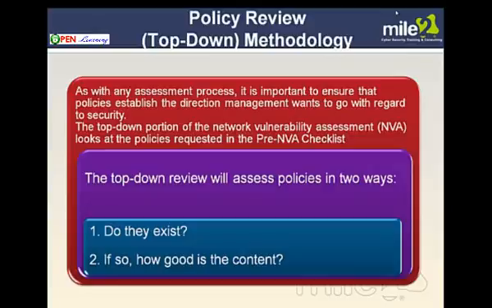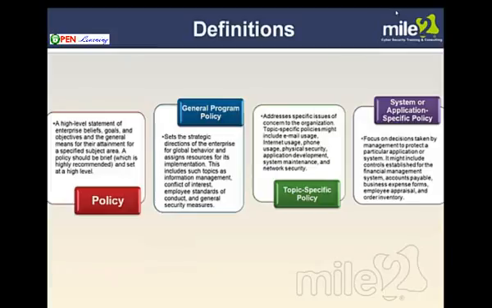Policy review, top down. With this, it's important to ensure that policies establish the direction management wants to go with regard to security. Top-down review will assess policies in 2 ways. Do they exist? And if so, how good is the content? Now, in general, we do want what we do to be management driven. Just by the way, that works better from a top-down approach. It's usually pretty effective. We will have high-level statements called policies. We may have general program policies that are strategic direction of the enterprise for global behavior and so on.